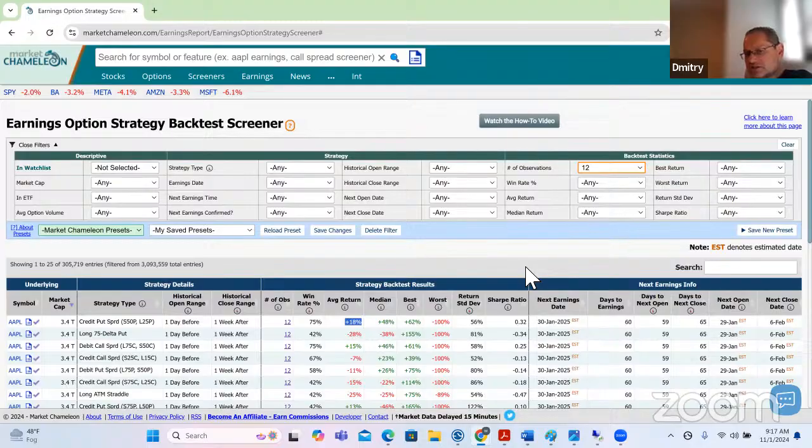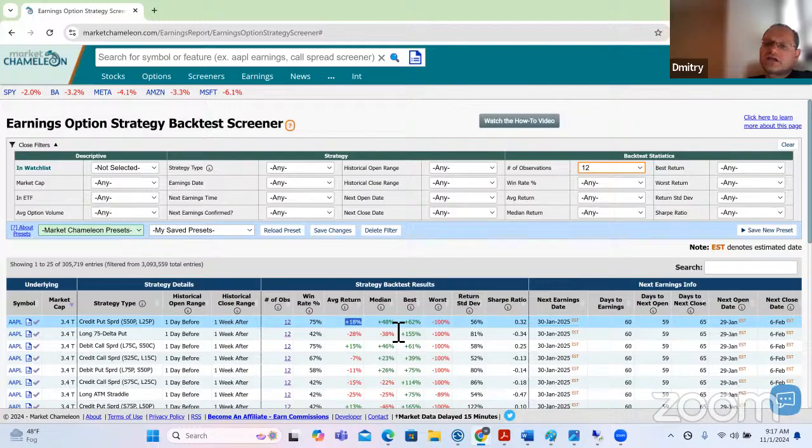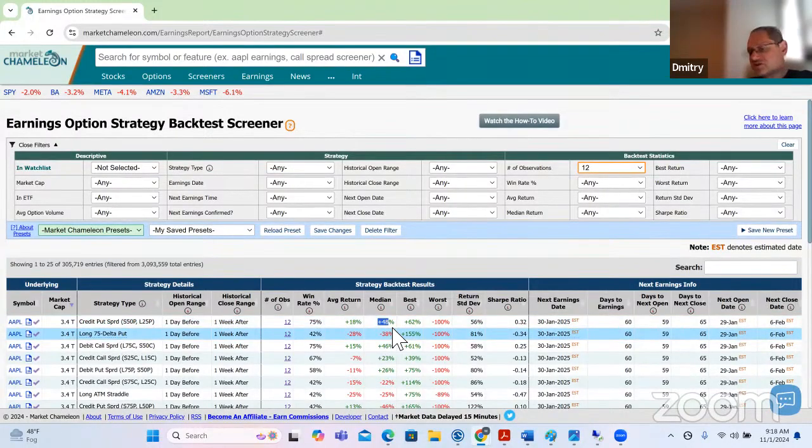So what we could do is say, well, if we took all 12 returns and split them, 50% of them above a certain amount, 50% below, what's the median return? What is that middle return? And this is telling us 48%. Okay, so half of the returns were above 48%, and half of them were below. So now we have a sense of, yeah, there's a lot of good returns there.